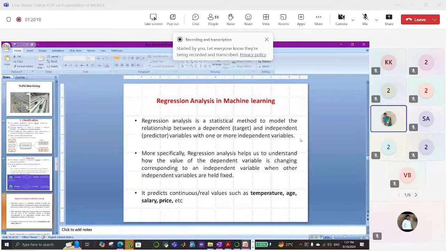Suppose in the data set, some person names and ages are given, so that we can build the model. After that, for the testing case, we can give some particular age. Suppose height or weight we can also measure, so that we can calculate the age, salary and the price also. Depending upon experience, we can predict the salary. Depending upon the house size, we can predict the rent or the price of that house. So these are all real-time examples.